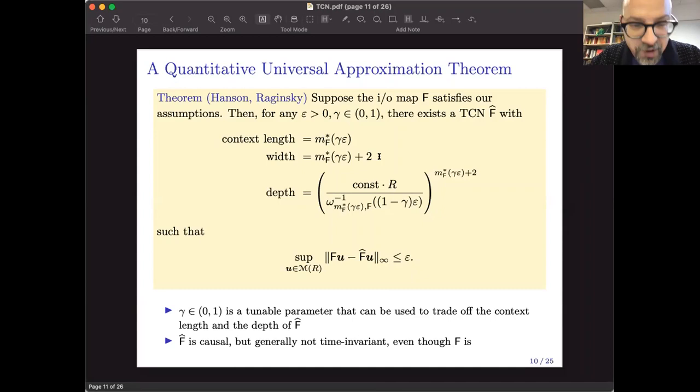So the context length and the width are comparable. You have to add extra dimensions to the net, but the depth is now very similar to the classic results on deep net approximation. You have the inverse modulus of continuity of the system you're trying to approximate. You have the size of the dynamic range, and notice that this is exponential in the width. Again, this is generically the best you can do. If you look at the papers by Dmitry Yarotsky or Boris Hanin and Mark Sellke, you will see that this is more or less generic, unless you introduce more assumptions, maybe of the Barron class or something like that. But here the idea is that gamma is really a tunable parameter, and you can use it to trade off the context length against the depth.